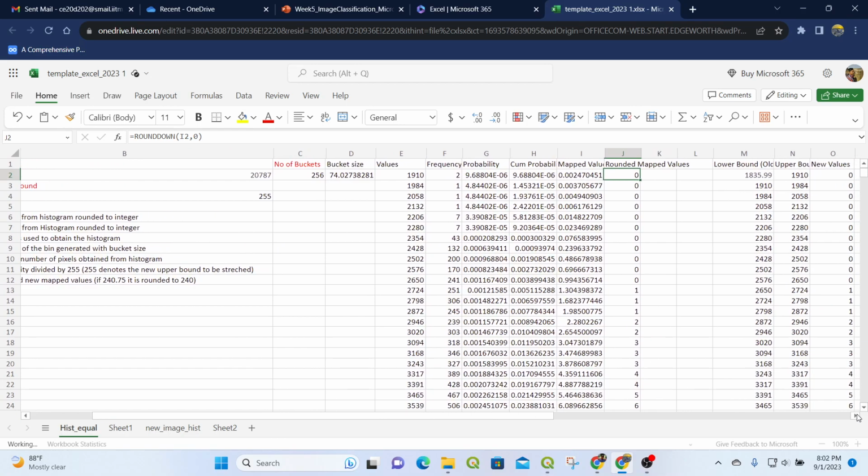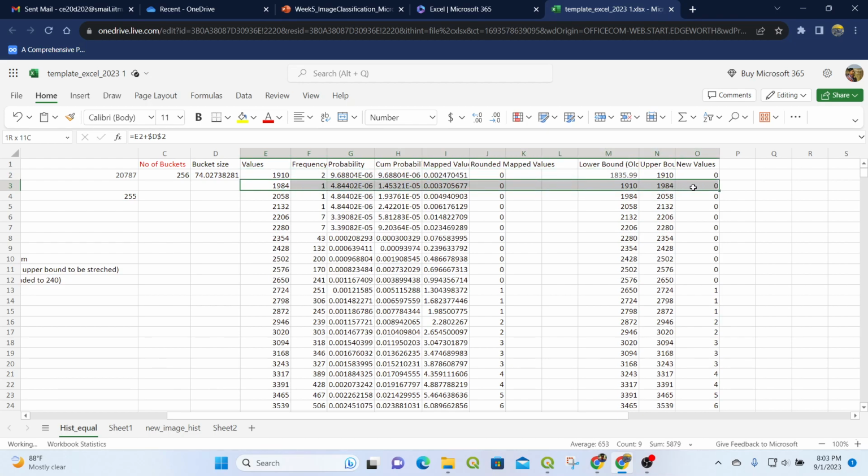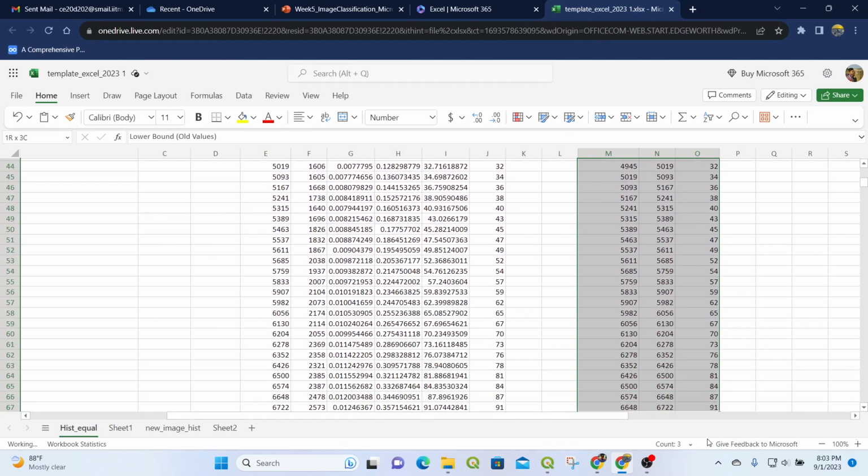Now once we do that, our lower bound is the actual lower bound, and for the first interval the upper bound is this value. So that is the new upper bound, and this is the mapped value. So similarly for the second interval, the upper bound of the previous interval will be the lower bound, and this second value is the upper bound of the second interval. So this will be mapped to the new upper bound, and here you have the new value. So you need to take this.